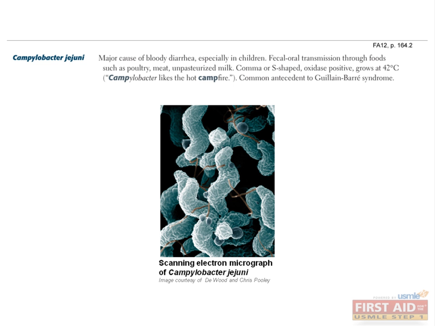Campylobacter is one of our two comma or S-shaped organisms. Remember the mnemonic that Campylobacter likes the hot campfire because it grows at 42 degrees Celsius. You should remember that it is a common cause of bloody diarrhea when acquired from undercooked chicken and unpasteurized milk. Also remember that Campylobacter is one infection that is believed to be responsible for triggering a resultant ascending peripheral neuropathy known as Guillain-Barré syndrome.